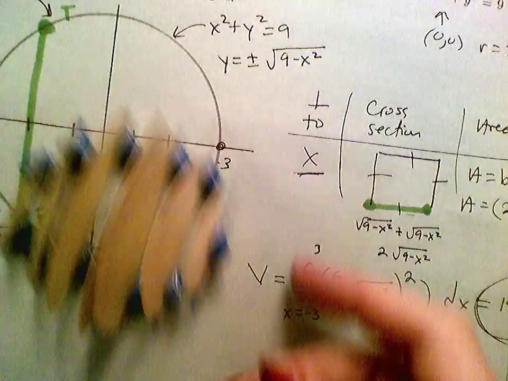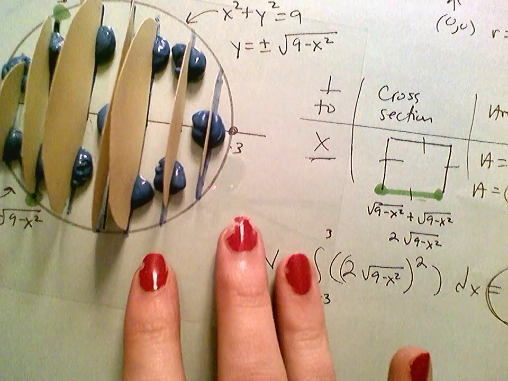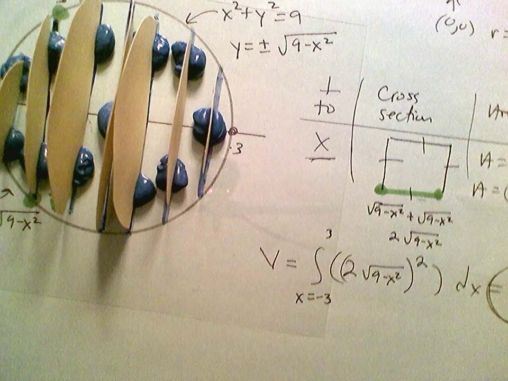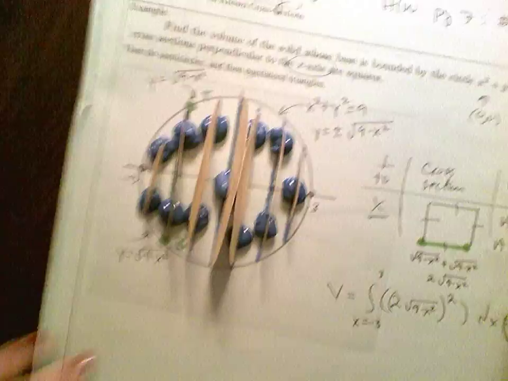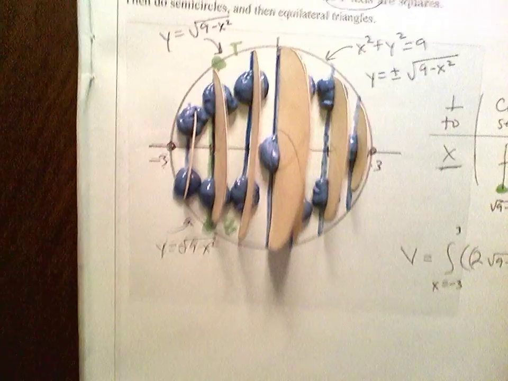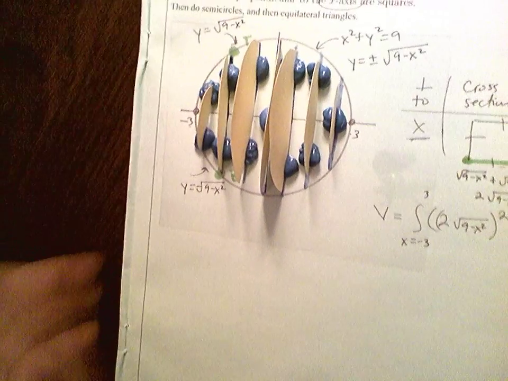Okay, so I have these jutting out of the paper. So everything is the same. Perpendicular to the x-axis, everything is the same, except this time the solid is going to look like this. So imagine infinitely many of those.